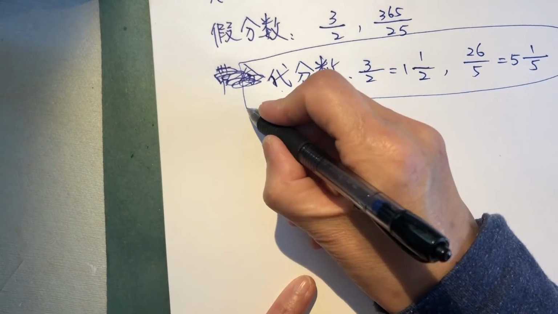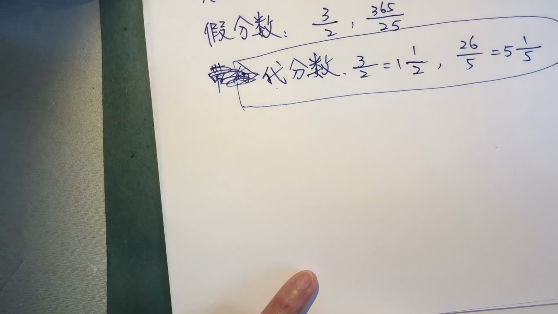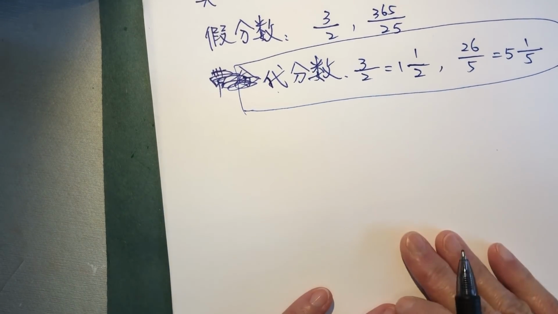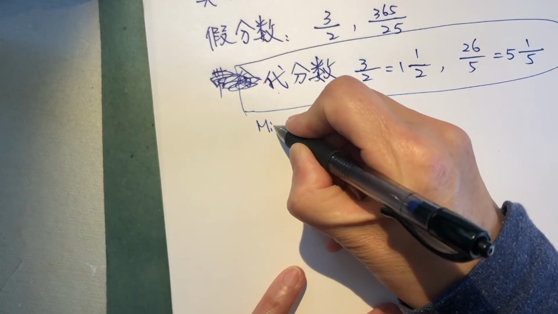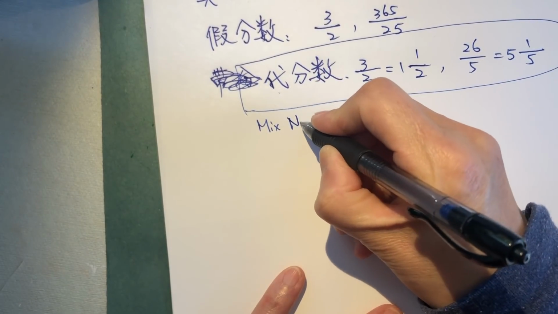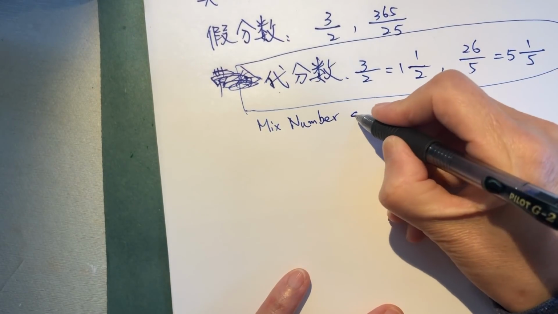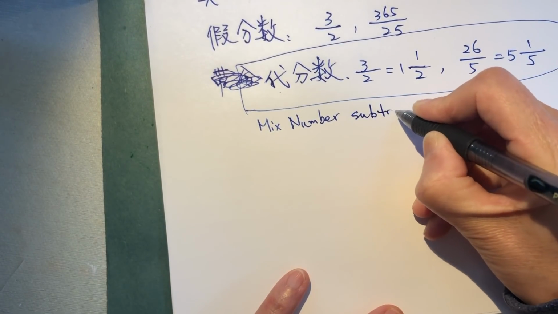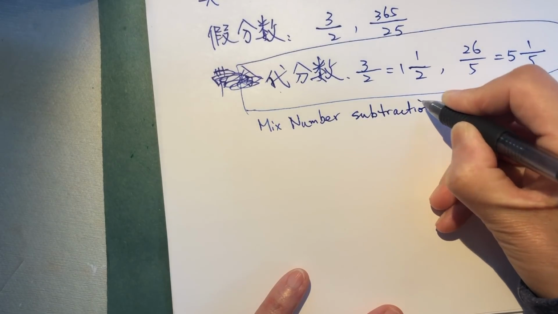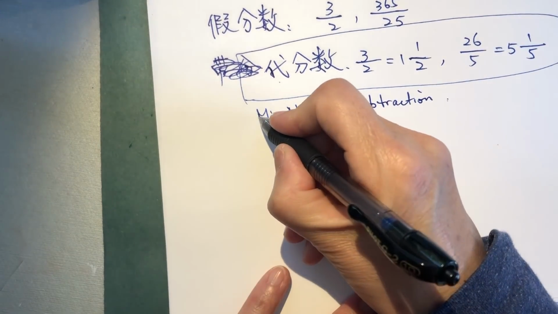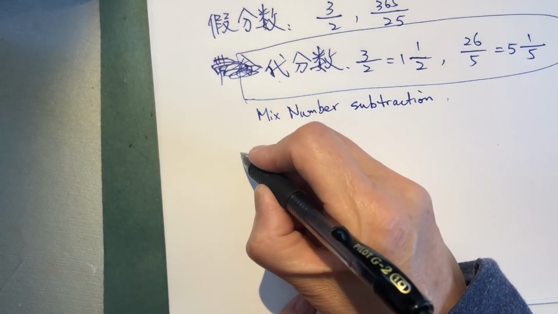带分数. So mixed number subtraction. Mixed number subtraction. Okay, are we all there?